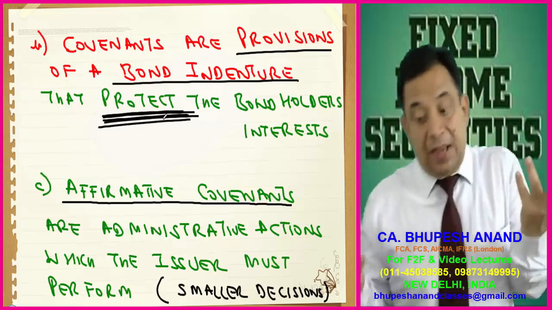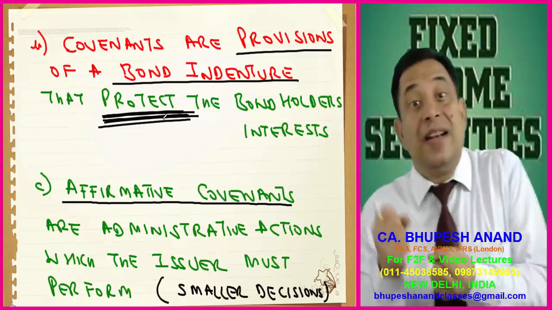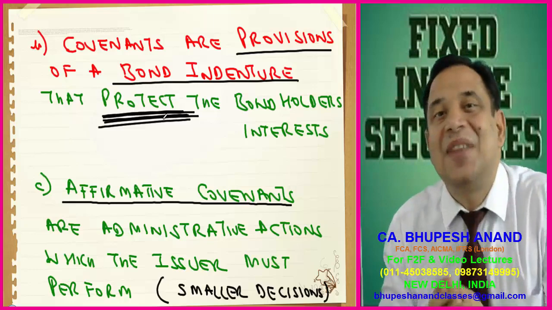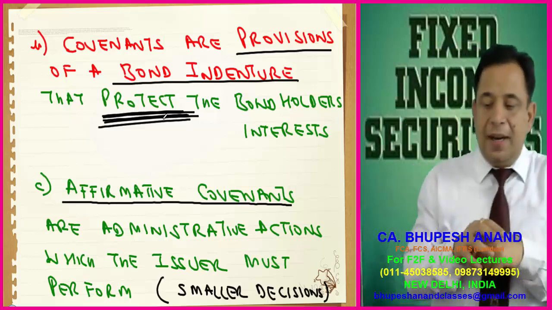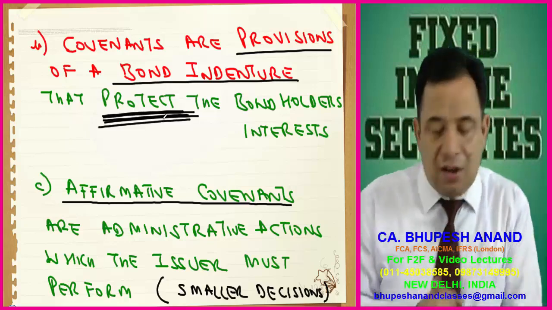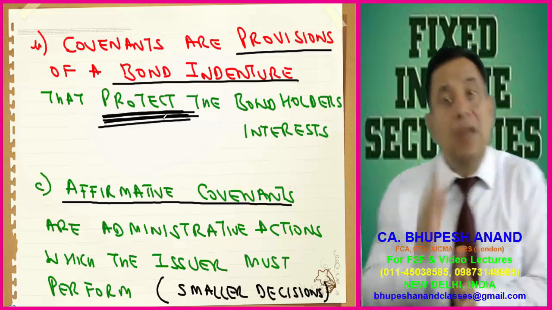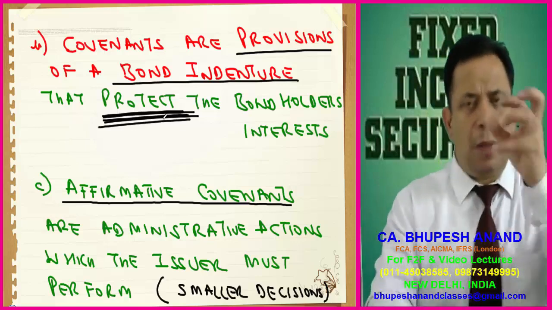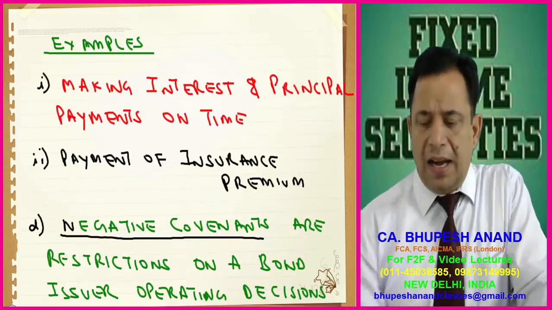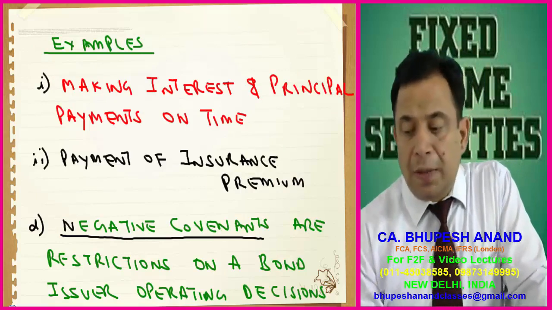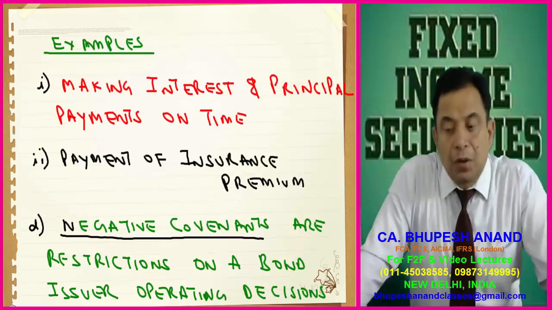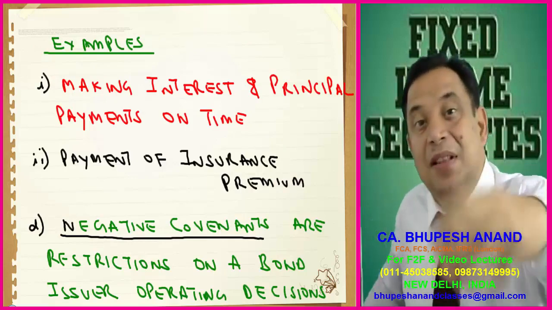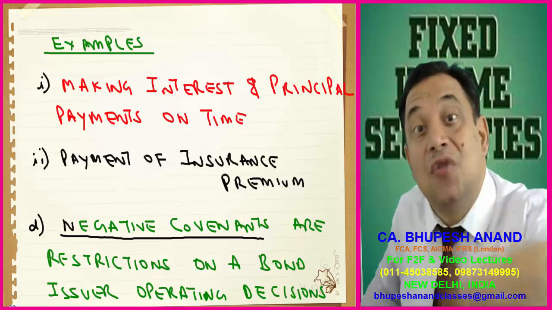So it means they are protecting it. Now covenants can be of two types. One is positive do's, which are named affirmative covenants. Affirmative covenants are administrative actions which the issuer must perform, and they relate to smaller decisions. For example, I have written that the issuer must make interest and principal payments, and must pay the insurance premium. These can be affirmative covenants.